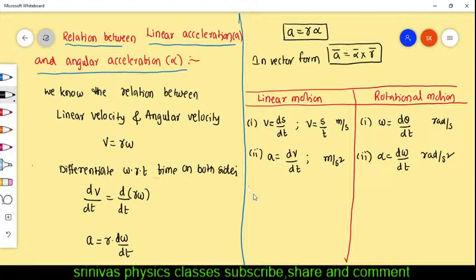And we also discussed some relations. For acceleration, one more formula I wrote: v minus u by t. Here we write the angular acceleration formula: omega minus omega naught by t. Like this, these three formulas we derived. And later we derived the relation between them. What is the relation?